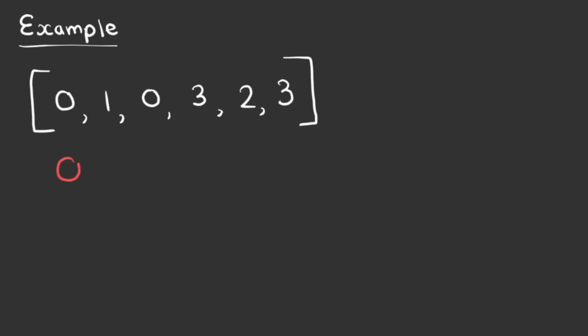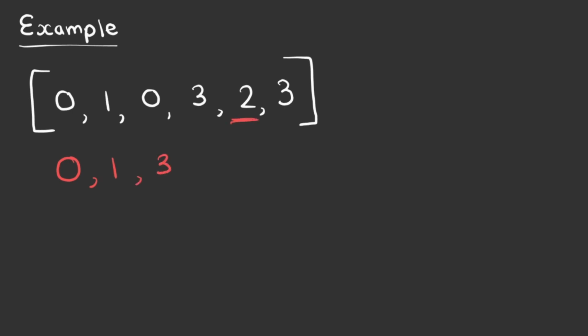We can write down 0. Then the second element is greater than the last element that we recorded, so we can add that as well. Now we get a 0 again, and 0 is less than 1. So we don't add that to the current longest increasing subsequence. Then we can take a look at 3, and 3 is a part of this sequence as well, so we can add that.